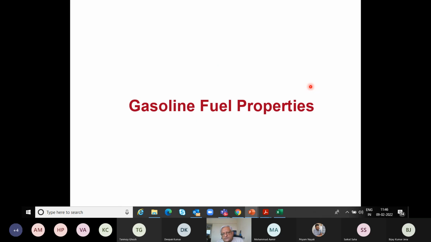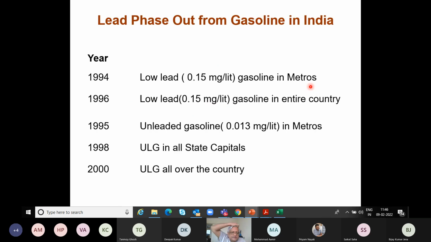So the next portion, the next talk is basically on the gasoline fuel properties. There's a very interesting history worldwide. In fact, when catalytic reforming was not so popular, actually people used to add tetraethyl lead, TEL, in naphtha to be able to meet the octane requirements. And in those days, I'm talking about the 60s, 70s, 80s, even 50s.